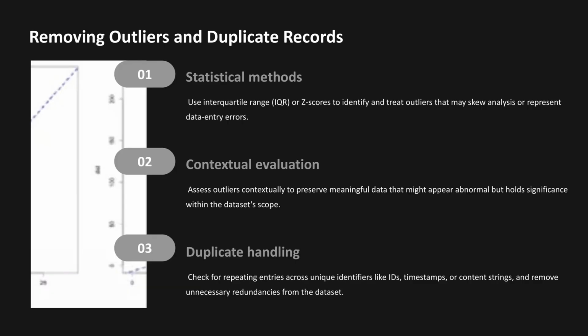Removing outliers and duplicates combines statistical techniques and contextual judgment. Use IQR or z-scores to flag extreme values, then assess them in context to avoid discarding meaningful data, and check for duplicate identifiers, timestamps, or content strings to eliminate unnecessary redundancies from your dataset.